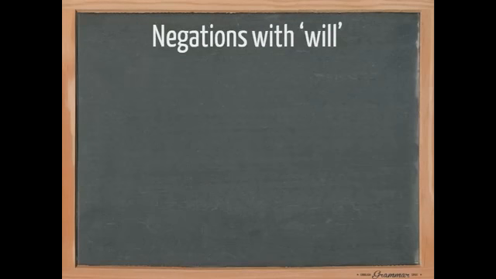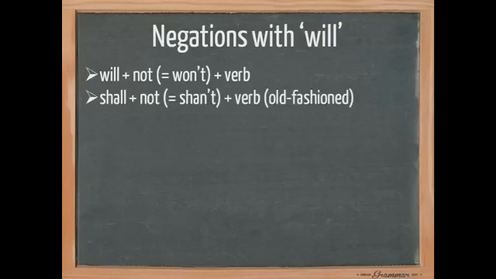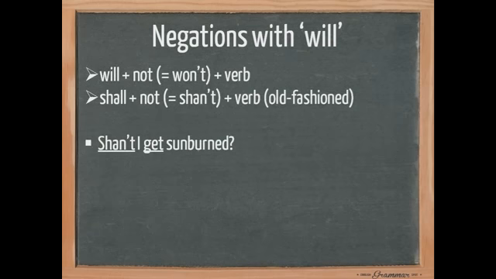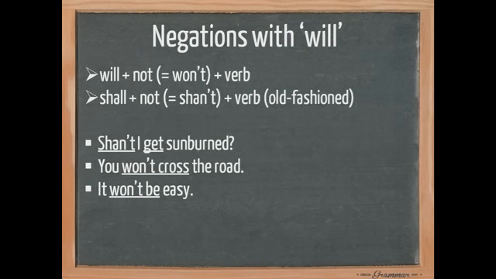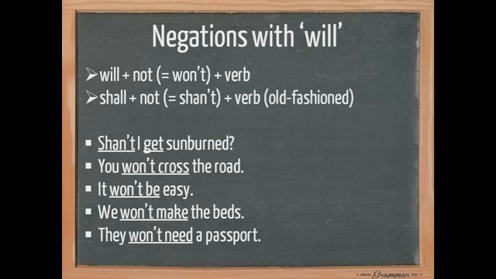Let's look at negations with will. We use will and add not, contracting it into won't and the base form of the verb. Now I've also included shall. Shall plus not becomes shan't and the base form of the verb. But this form is very old-fashioned, but I thought it would be fun to put it in anyway. Shan't I get sunburned? It's quite Victorian. You won't cross the road. It won't be easy. We won't make the beds. And they won't need a passport.